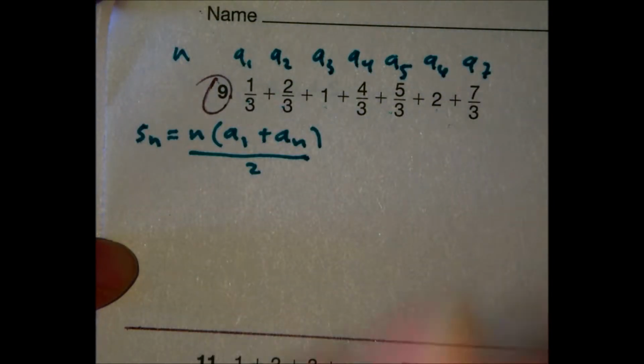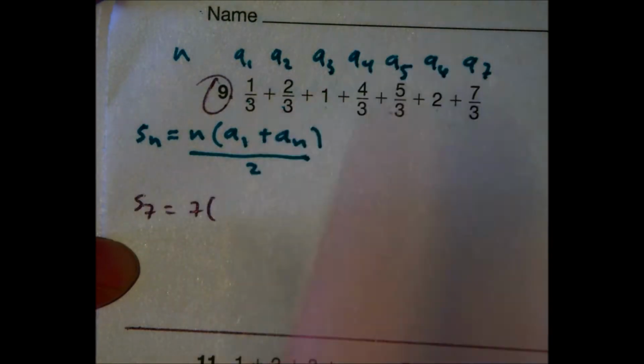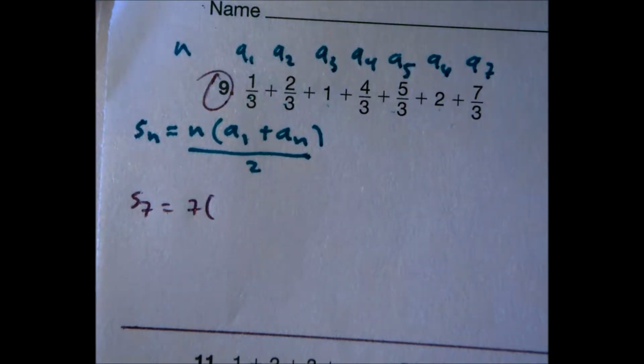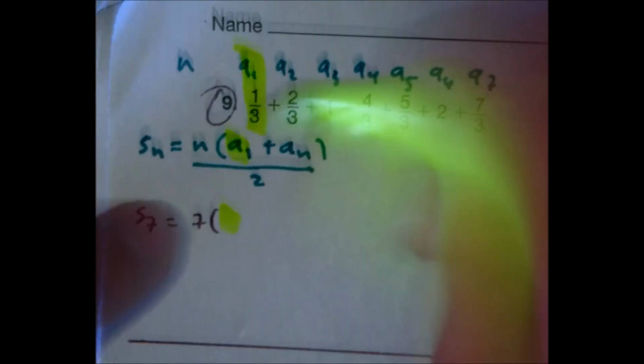So S7 equals 7 times. Class, what's our A1 value? What does it mean? It means the very first term. That's why we label it, so we can know what to do with it. It means 1/3.